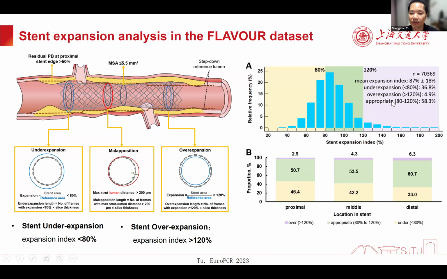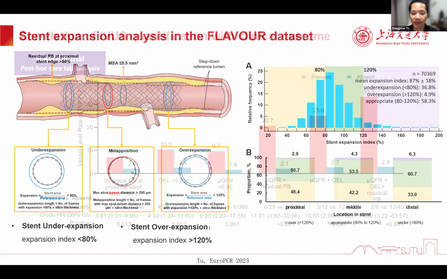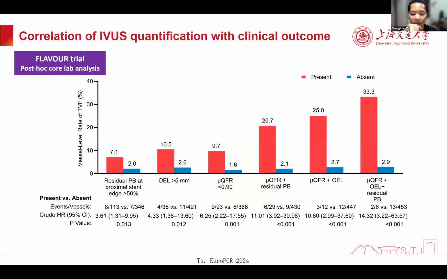Overall, almost half of them have appropriate expansion, with 36.8% underexpansion and 5% overexpansion. And as you can see, in the distal segment you have a higher chance of overexpansion. This is predictable because you have a smaller vessel size, which has a higher chance of overexpansion. And this slide shows the main result.